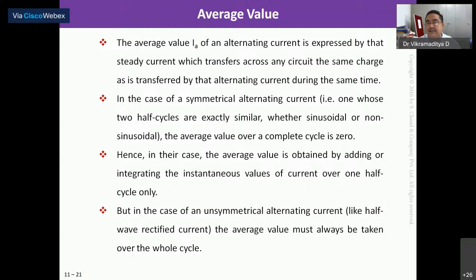But in the case of a symmetrical alternating current, you will always get the average value as 0. So in that case, we do not consider the average value as 0; we either take the RMS value, or we calculate the average value for a half cycle. So keep in mind, for a symmetrical waveform, if the average value is asked, then for the complete cycle it is 0. But in order to give a mathematical value, we calculate the average value for a half cycle only. However, for an unsymmetrical alternating waveform like a half wave rectified waveform, the average value is always taken for the complete cycle. You have to keep this in mind.